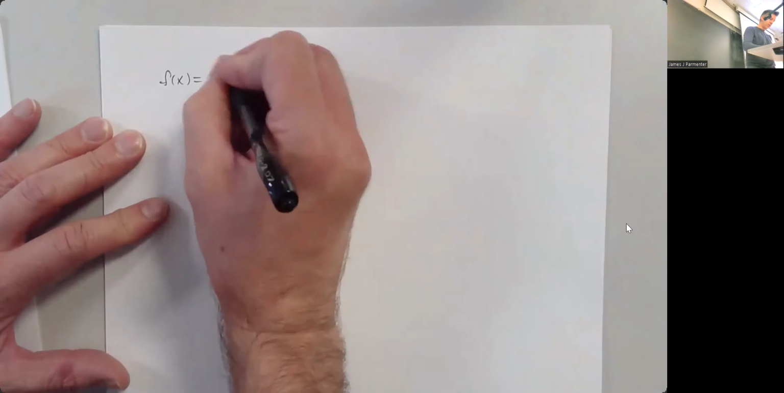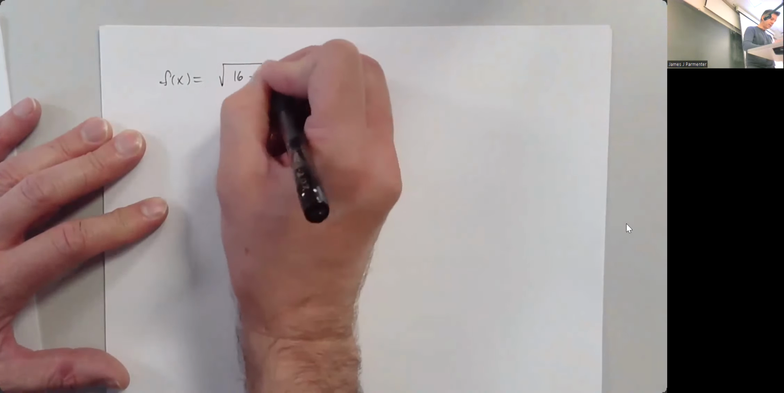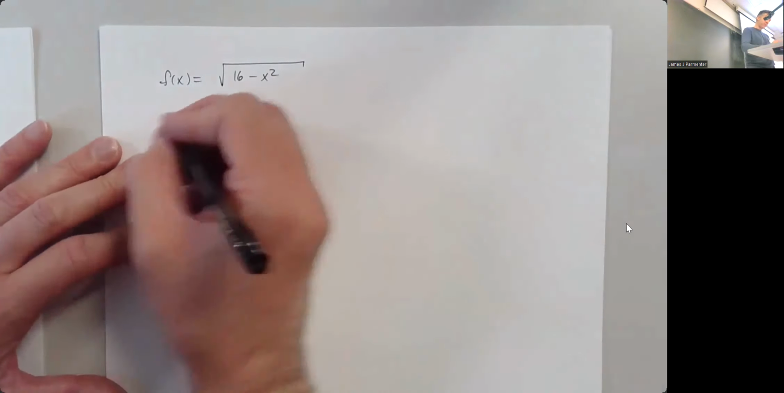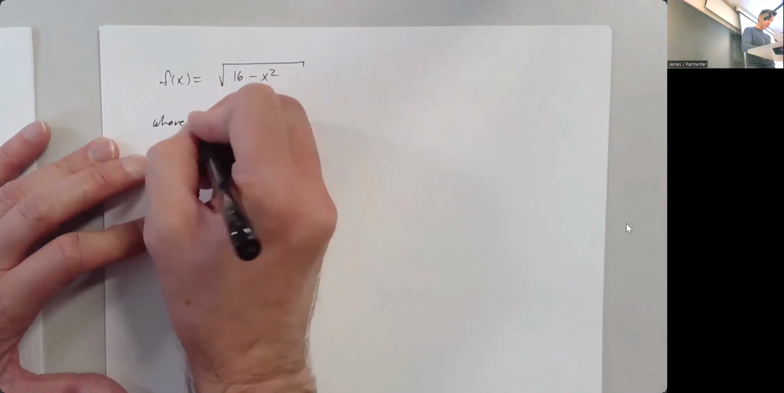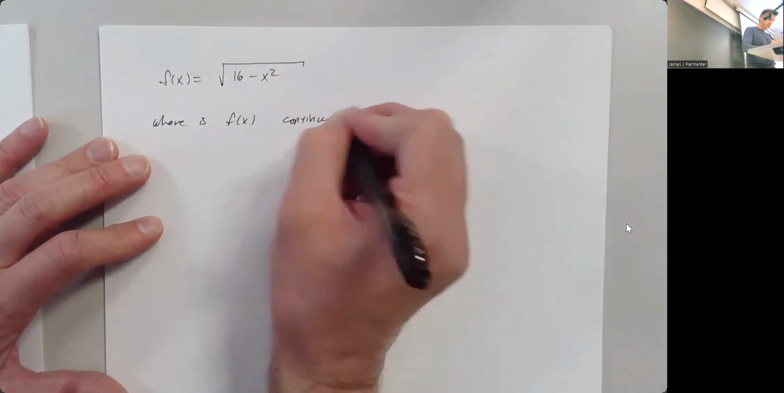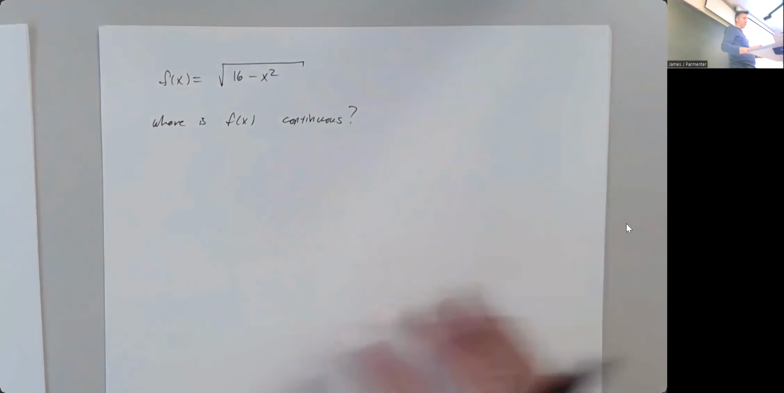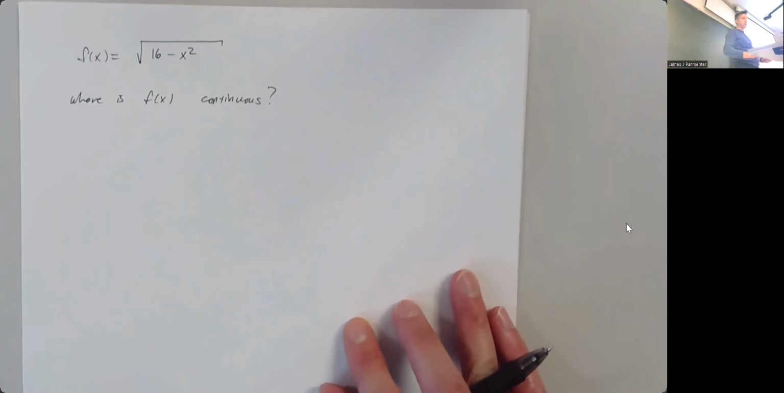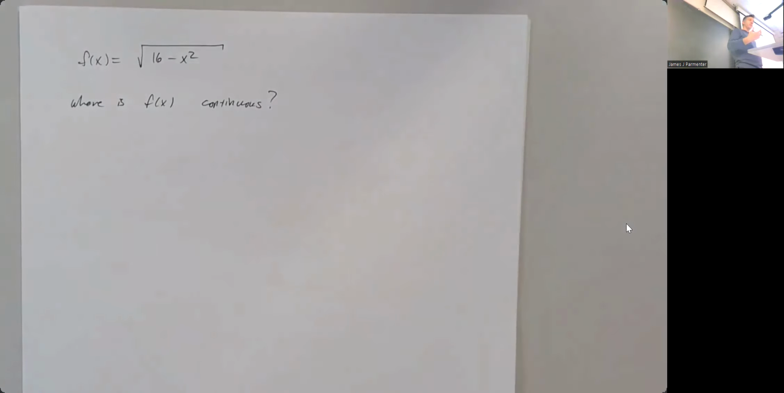Someone asked about closed interval continuity. So what if I said our function f of x was equal to the square root of 16 minus x squared? And I wanted to ask, where is this function continuous? I'm going to tell you the thing I've told you already. Most functions are continuous on their domains. And that's going to be true here as well, but there's a little bit of exploring we have to do that is not super important, but it's a little important, so we'll talk about it.